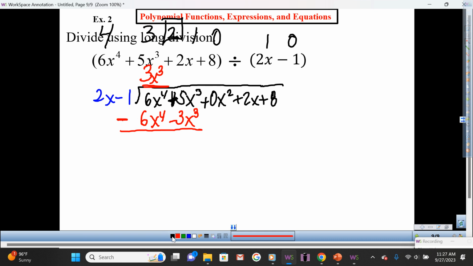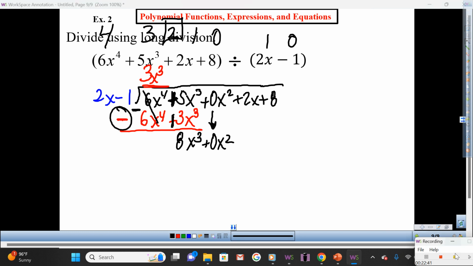Minus, that means you circle the negative, distribute here and here, changing that into a positive. Therefore, these cancel. What is 5x cubed plus 3x cubed? That's a total of 8x cubed, and we bring down the next term, plus 0x squared. All right, I helped you with the first steps. Finish it off, please. Go.